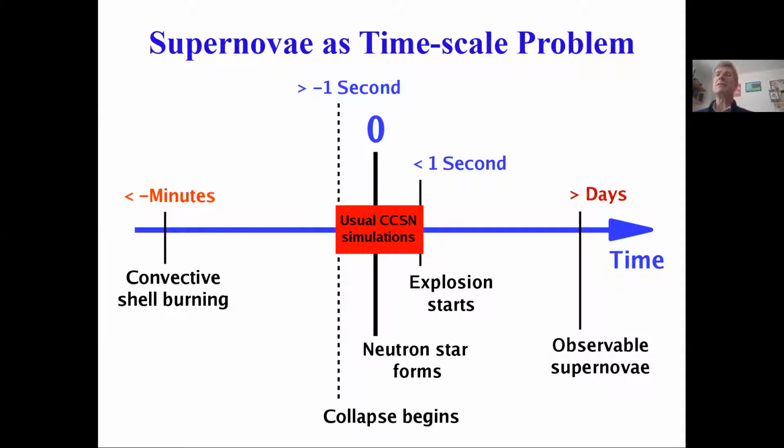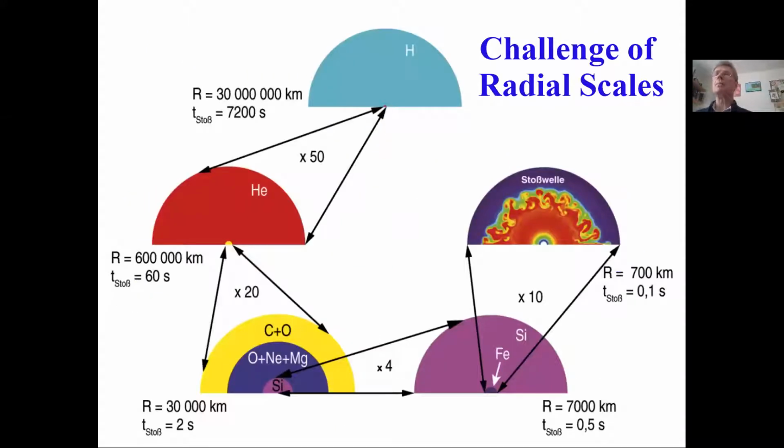Most of the existing 3D supernova simulations, and all of the detailed ones with all the microphysics, are concerned only with a short phase in this evolution, namely from about the onset of the core collapse to the beginning of the explosion. Our project extends in both directions, backwards in time, but also long periods of time forward into the supernova explosion. This also poses a challenge of radial scales.